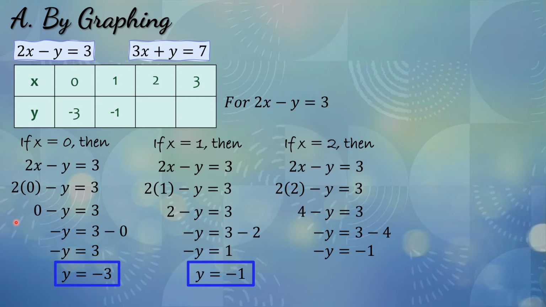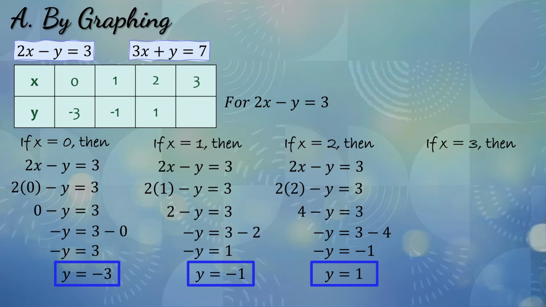Divide both sides again by negative 1 para maging positive yung y. So, magiging y equals positive 1. Because negative 1 divided by negative 1 is positive 1. And then, isulat na natin ang 1 dito. Ayan. Last is the x-coordinate which is 3.